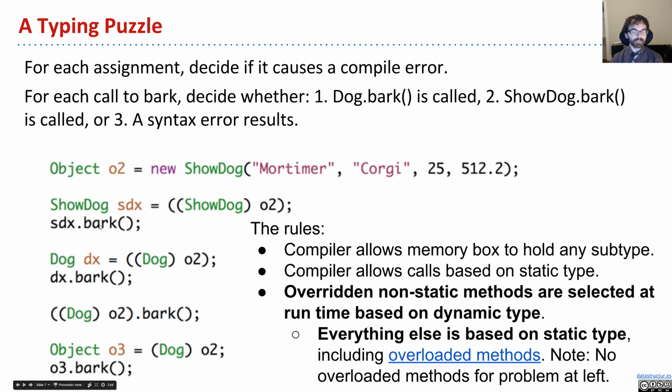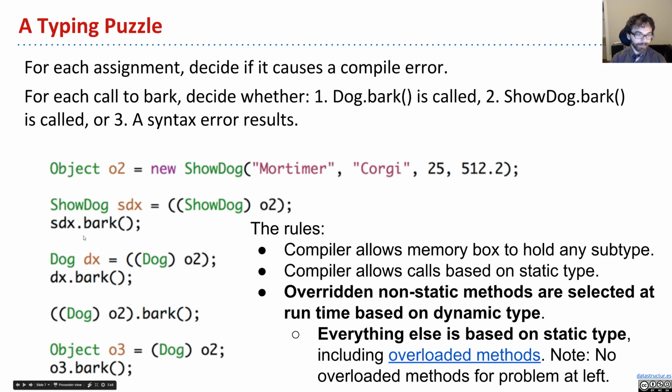Next, we do sdx.bark. Now in this case, we know that the actual thing that got made, here's Mortimer. Ruff, ruff, ruff. Whenever we do sdx.bark, first the compiler says, do ShowDogs have a bark method? Yes, they do. Okay, so I will call the bark method. And in this case, since the ShowDog actually does override the bark method, the ShowDog method gets run. So it works fine, ShowDog.bark.